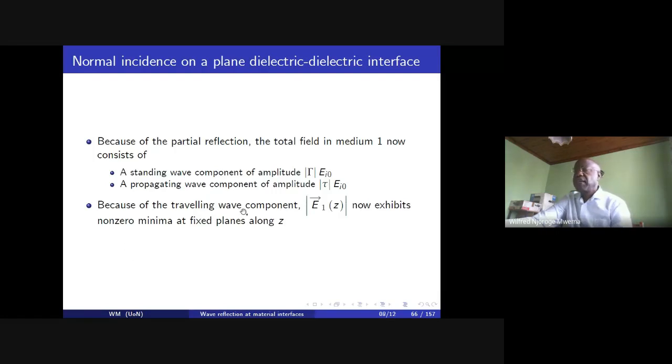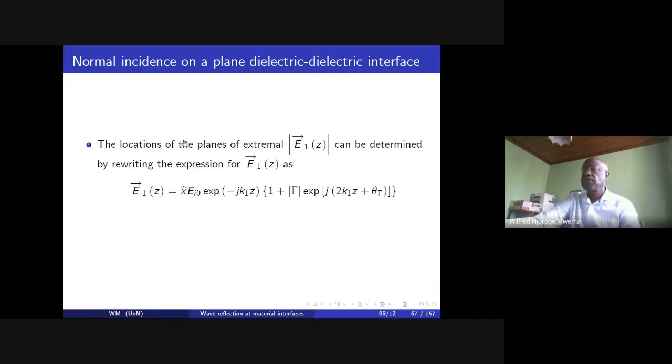And because of the traveling wave component, E10 exhibits non-zero minima at fixed planes along the z-axis. And the locations of the planes of extremal points of E1 can then be determined by rewriting the expression for E1 in the following way. We just write it again as before, but rather than adding the gamma exponent of minus jk1z in there, all we do is to factor out EI0 exponent of minus jk1z into 1 plus that.